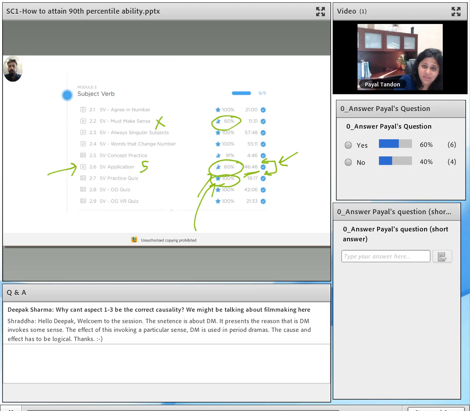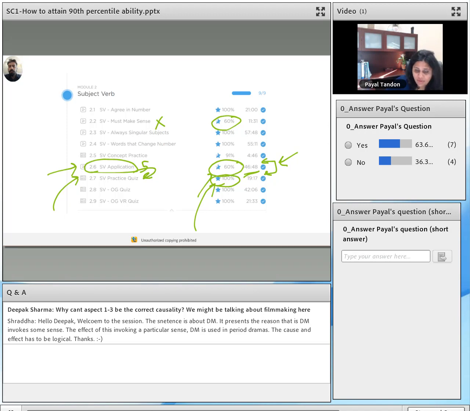We teach you the concept in the concept file, teach you the application of the process in the application files, and then we have you practice it on your own in the subject verb practice quizzes, and we give you detailed solutions there. Because he spent so much time on the application file, he was able to reap the benefits of that. He was able to see that now he's able to answer questions correctly in the practice file. That is what I mean by the feedback.